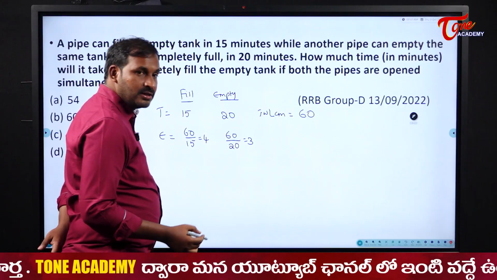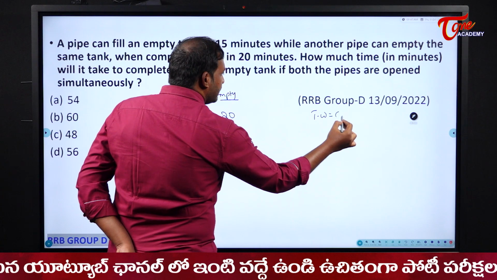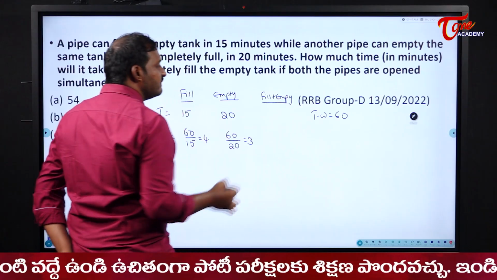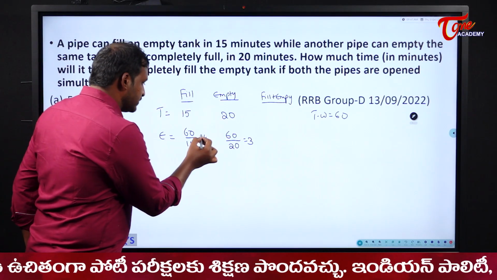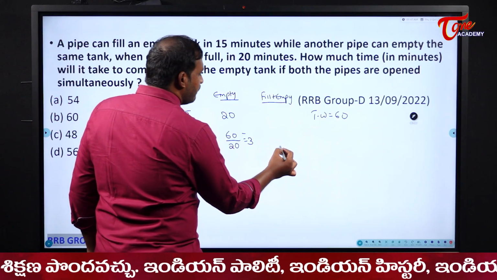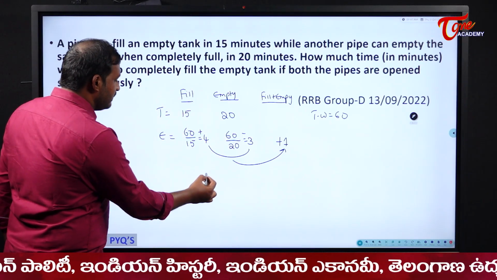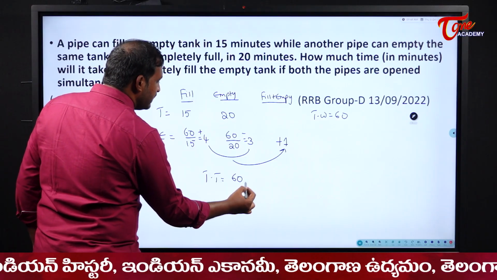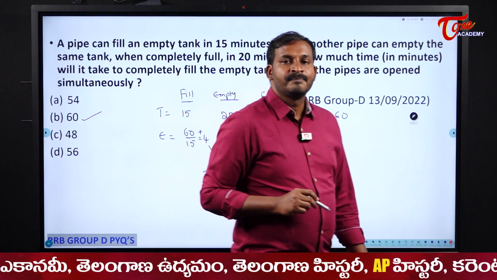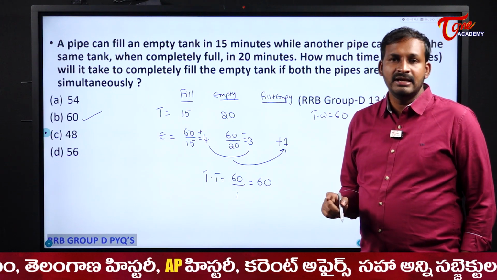So here my duty is to fill the tank. That means now fill plus empty together. To fill the tank, which one will I take as positive? I will take this as positive and this as negative. Now together, plus 4 and minus 3 will become plus 1. Time taken is equal to 60 by 1, which becomes 60 minutes. It takes 60 minutes to fill the empty tank if both the pipes are operated simultaneously.